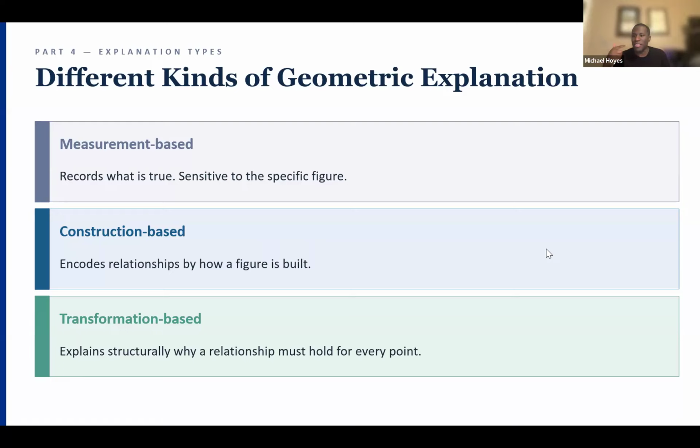Like, I wonder why this is. I wonder what's going on here. Is this always going to be true? What I'm seeing can lead itself towards construction-based and transformation-based explanations. All right, that's my little spiel on that.